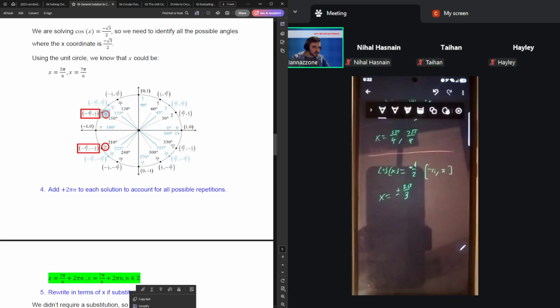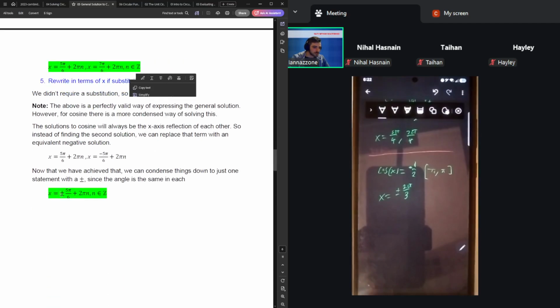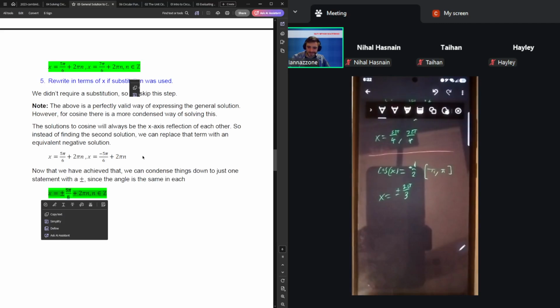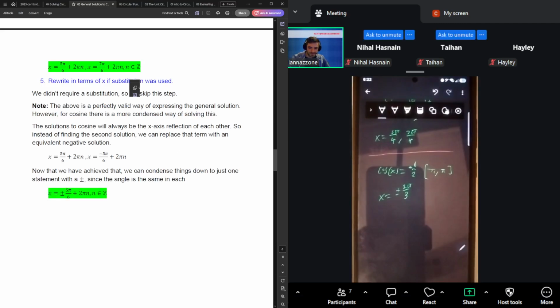Because 7 pi over 6 is the same thing as negative 5 pi on 6, a more succinct way is to just say it's both plus and minus 5 pi on 6, and then just put 2 pi n on that. It's just a bit more succinct. You don't have to do this, it's just something you might eventually do as you get better at it. You can absolutely just follow the exact same idea every single time and get the mark. This is just to write less down. Cool enough with that?